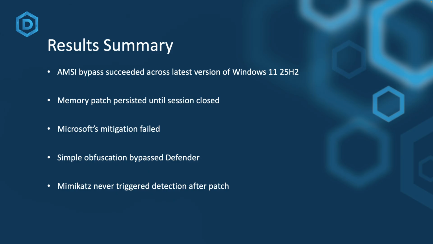This really just highlights that Microsoft's mitigation of trying to detect strings, or signatures based off of strings within the code, doesn't truly mitigate this when it can be defeated with simple obfuscation. And then of course, our Mimikatz actually never triggered detection after we ran that patch either.